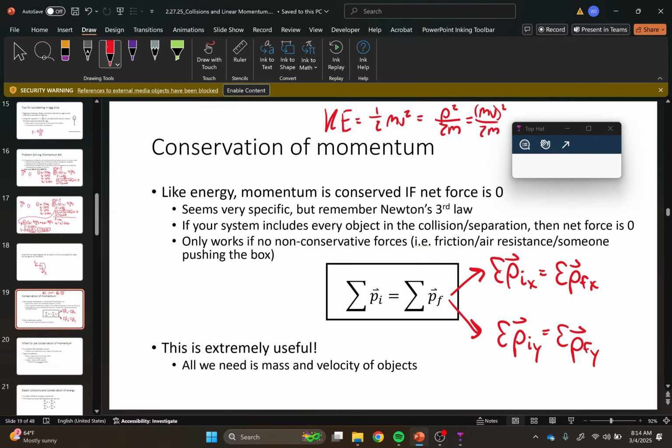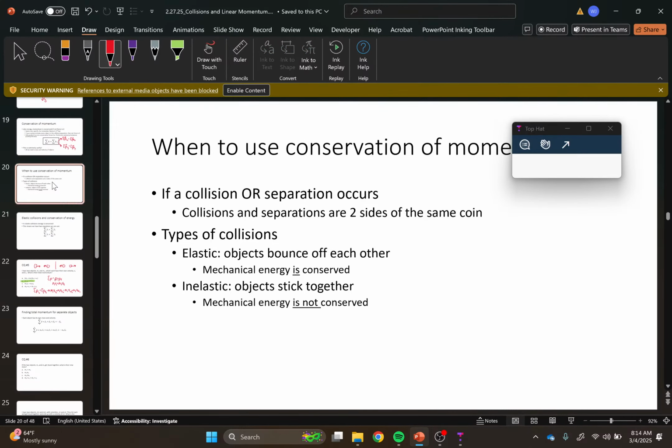Momentum's great because it's a conserved quantity. Super, super useful. You all don't need to bother with any of that, but I'm just trying to tell you it's important. People love it.